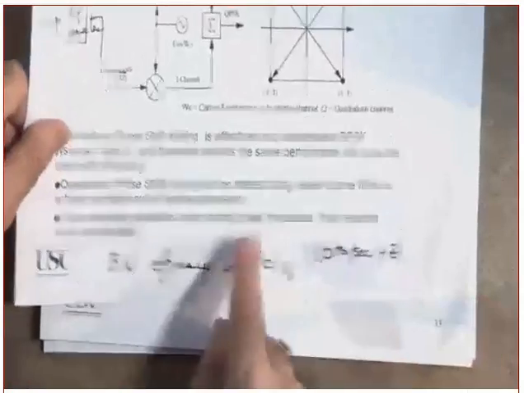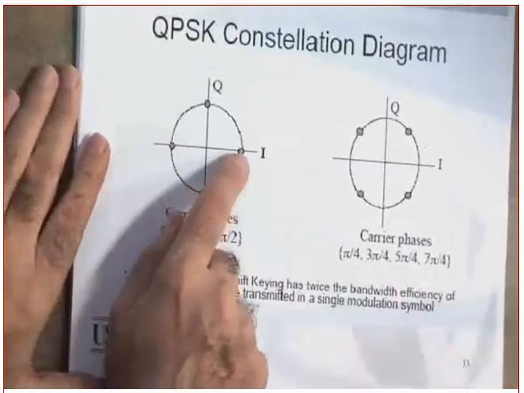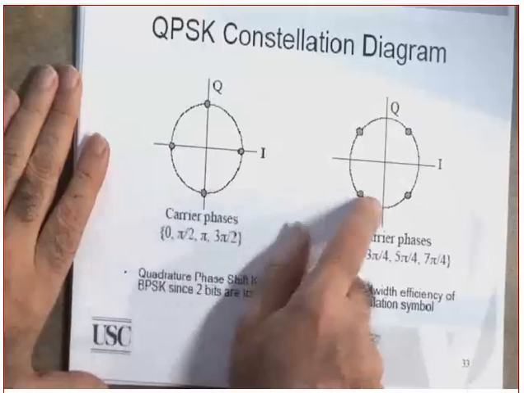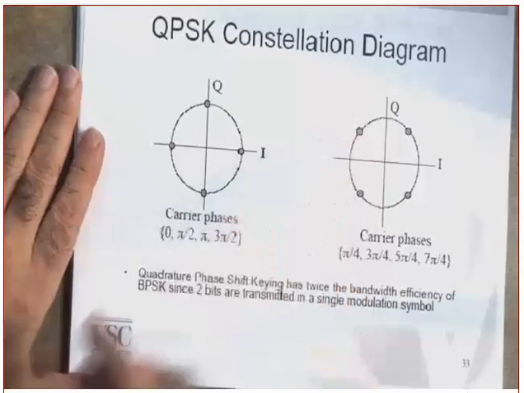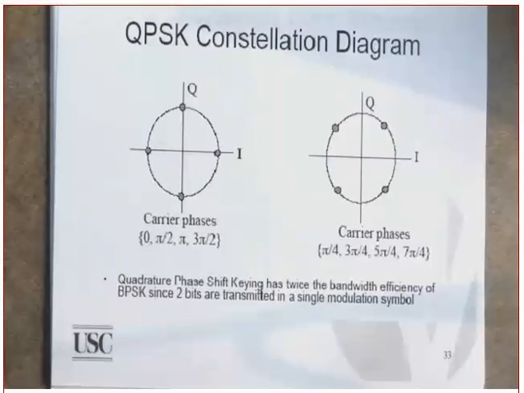Okay, and we have large envelope variation. There's the constellation, either you have the phases 0, pi over 2, pi, 3 pi over 2, or you have pi over 4, 3 pi over 4, and so on and so forth. All of these things. Clear? Okay.